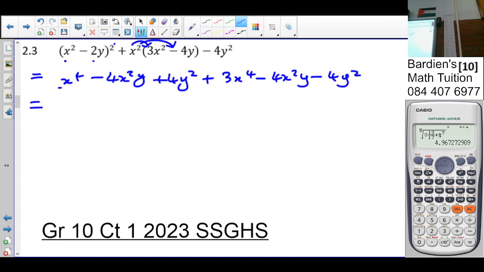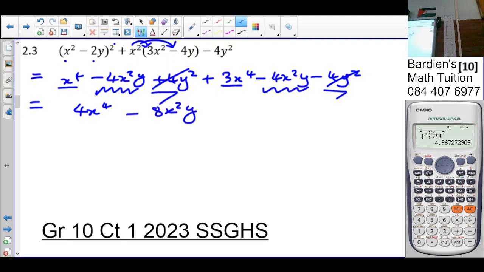So now we're looking for like terms. So x to the exponent 4, 3x to the 4, negative 4x squared y, negative 4x squared y, and of course y cubed. So the y squares cancel, not so? Right, so x to the exponent 4 plus 3x to the exponent 4 is going to give you 4x to the exponent 4, not so? Yes. Then negative 4x squared y minus 4x squared y is negative 8x squared y. That's your answer.